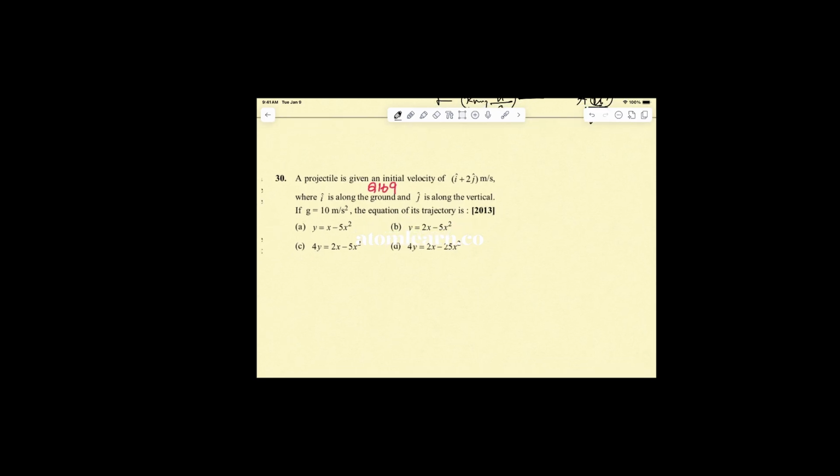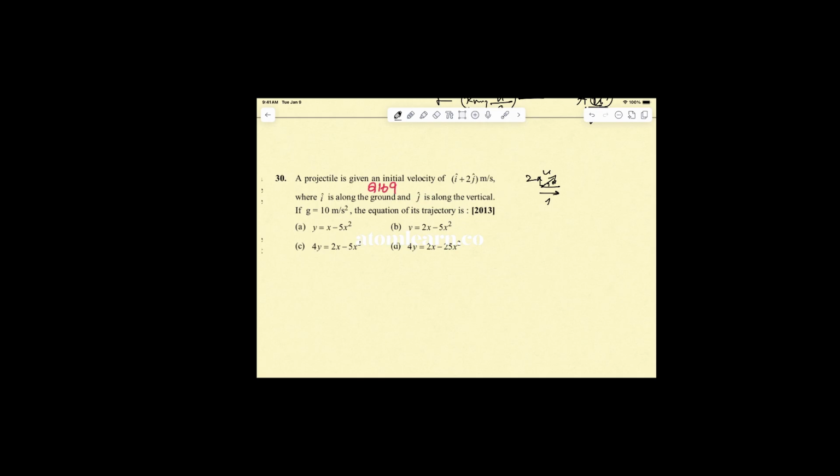Question 169. The projectile is given an initial velocity i plus 2 j cap. That means the horizontal component is 1 i cap and the vertical component is 2, meter per second, where i is along the ground and j is along the vertical, g equal to 10. Then what is the equation of the trajectory?